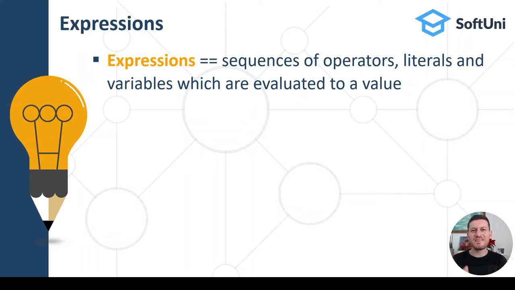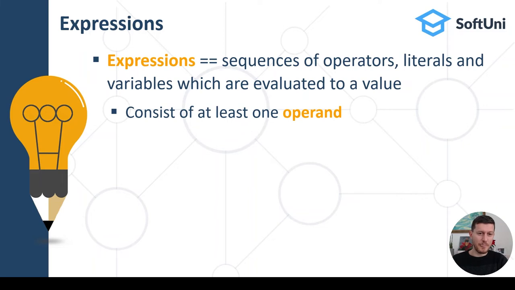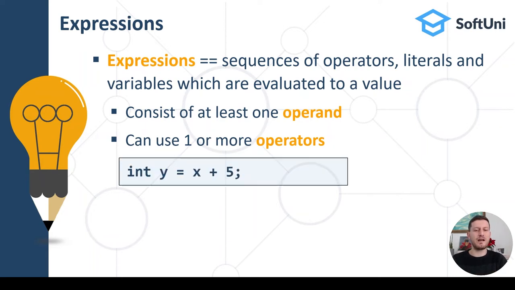Literals are sequences of characters that express a certain value. So we have string literals, number literals, integer literals, and others. Expressions consist of at least one operand or value, and can use one or more operators which combine the operands. For example, the right part is a calculation, and this part here is an assignment. So we have here an expression, an assignment, and a variable declaration. This statement is a combination of many things: assignment, declaration of a variable, and calculation of an expression.